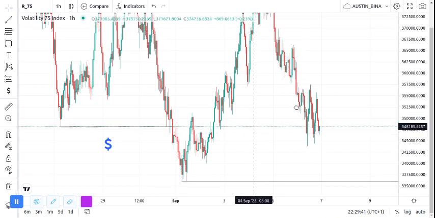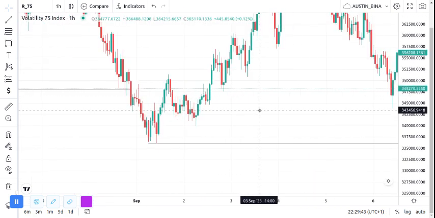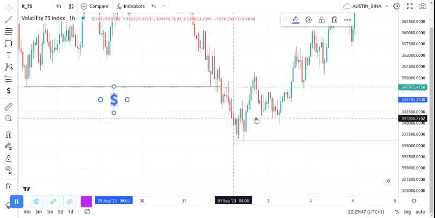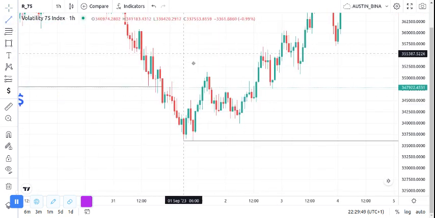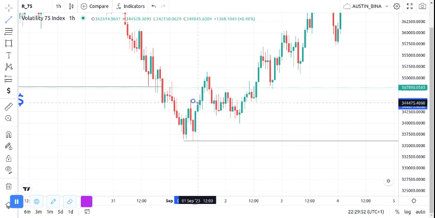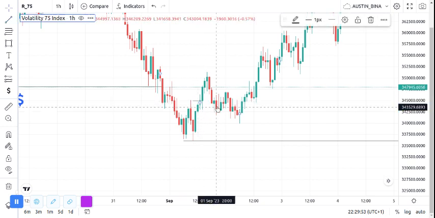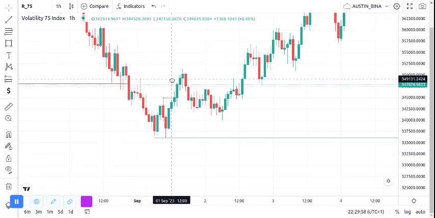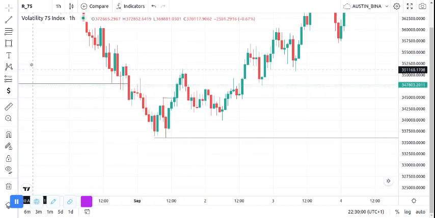I want you to pay attention. That is all I need from you guys. So liquidity was taken out here, right? And then immediately liquidity was taken out. Look at the shift in market structure that occurred here on the 1 hour time frame. Shift in market structure, right? So shift in market structure, and then return to what?